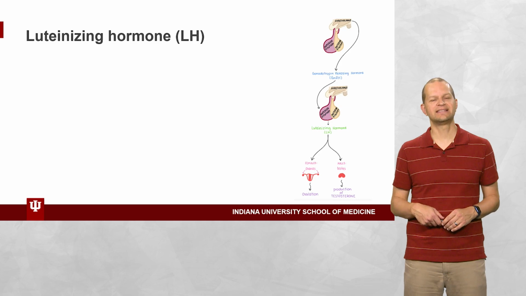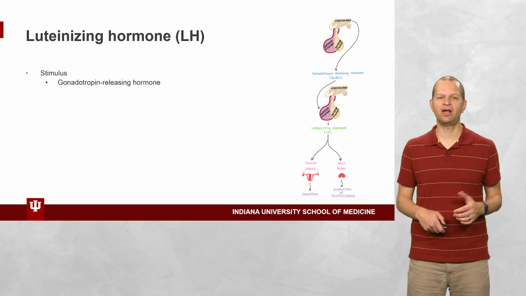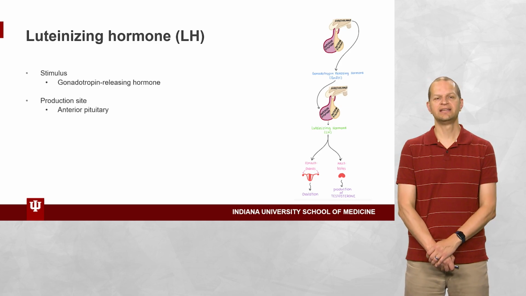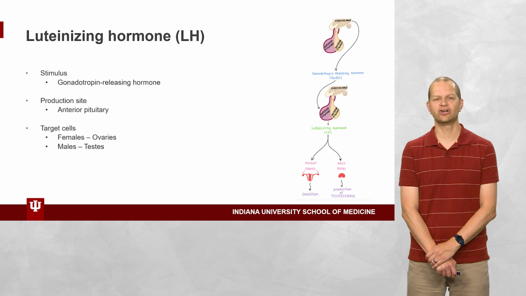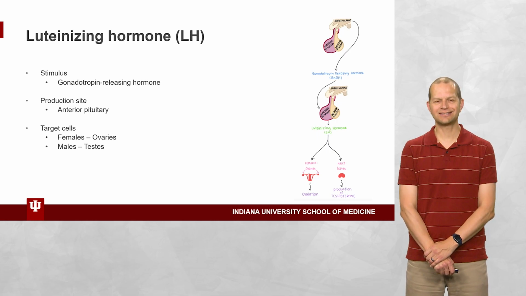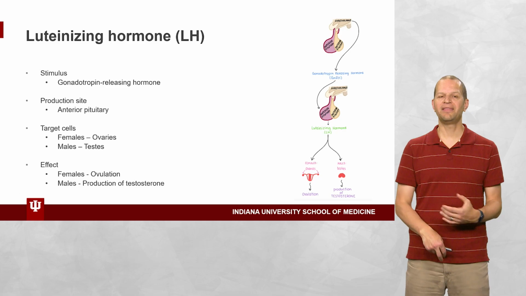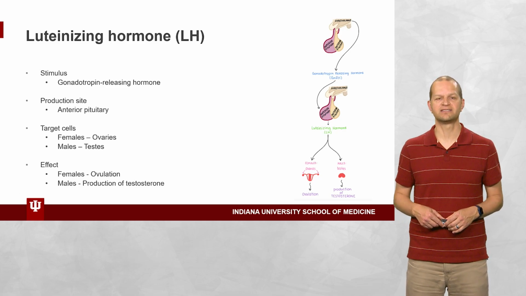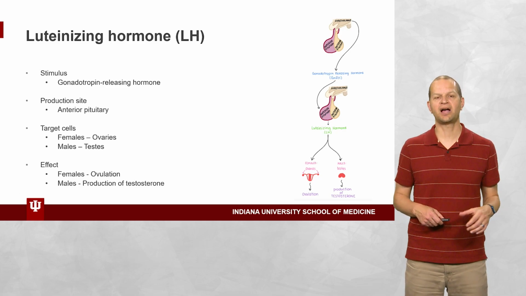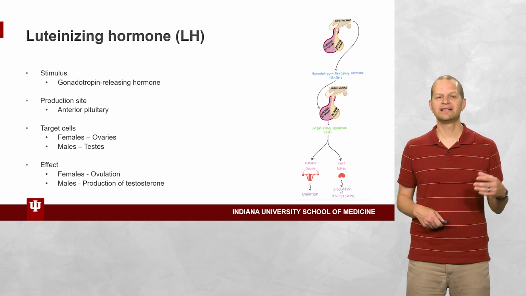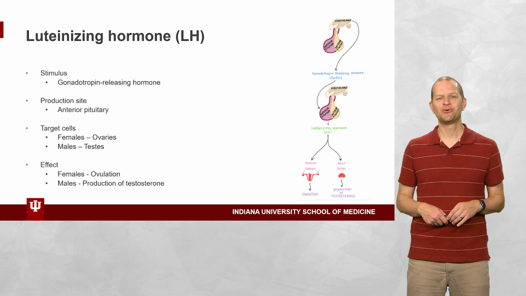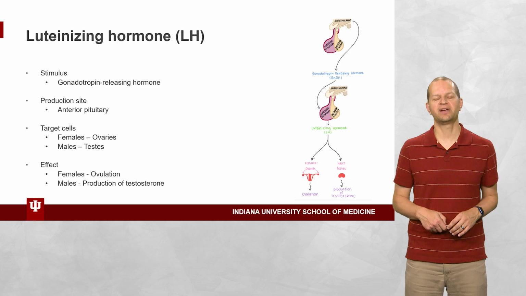Similarly, we have luteinizing hormone. And so luteinizing hormone is also stimulated by GnRH. It's produced and released from the anterior pituitary. It also targets the ovaries and the testes, but they have slightly different functions. So luteinizing hormone causes ovulation to occur, whereas in males, this causes the production of testosterone.